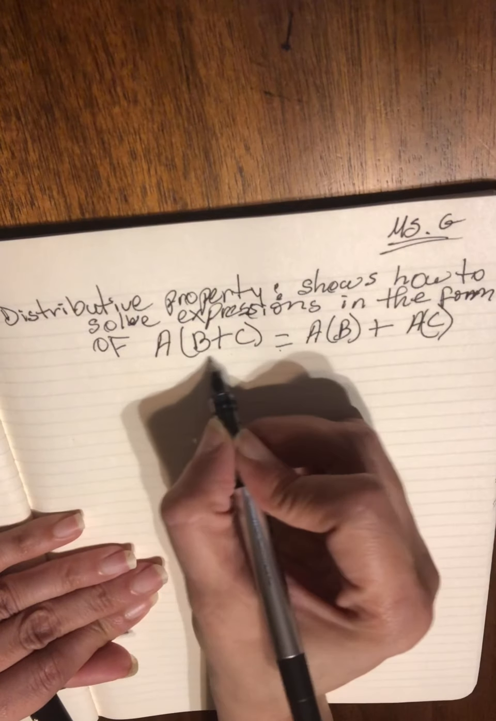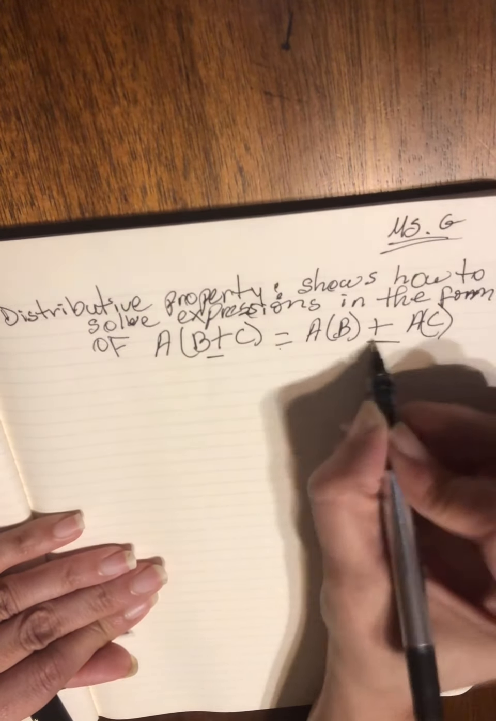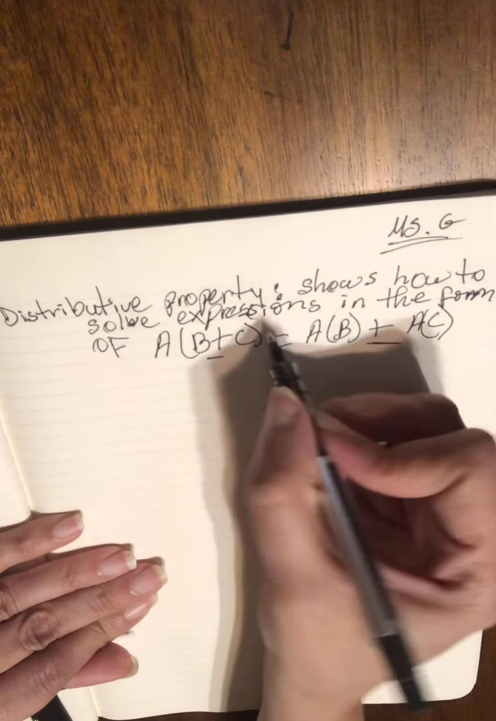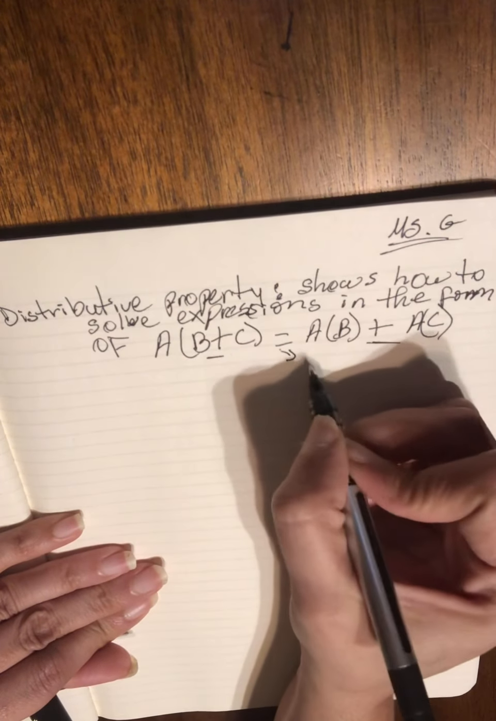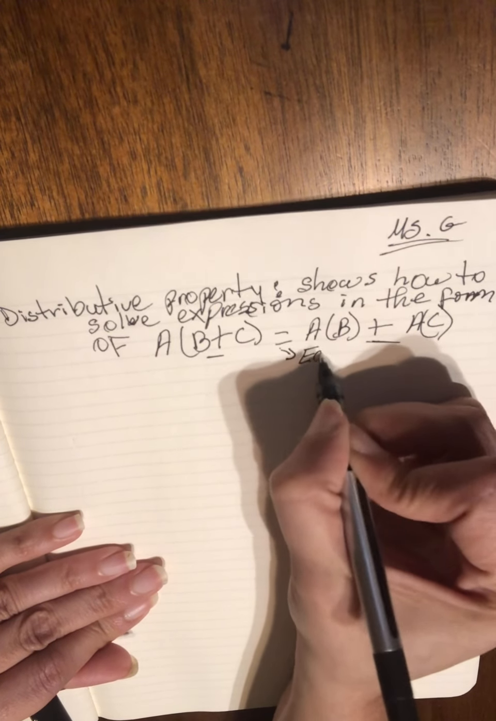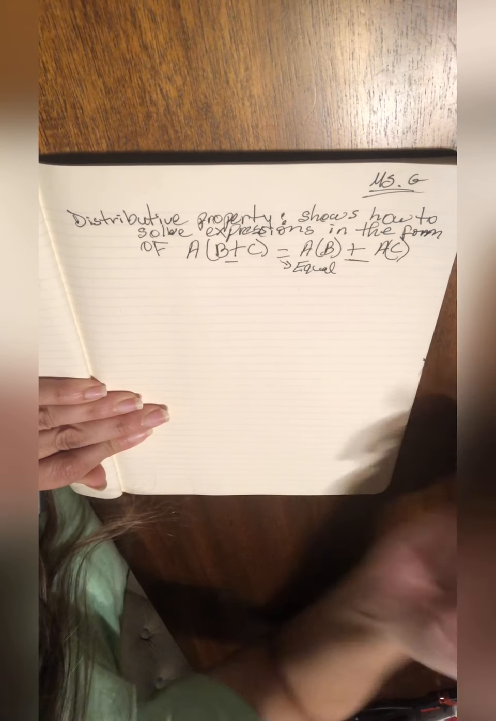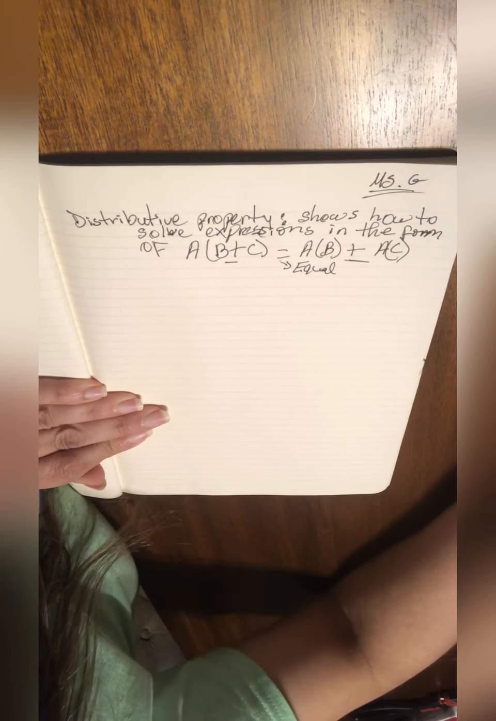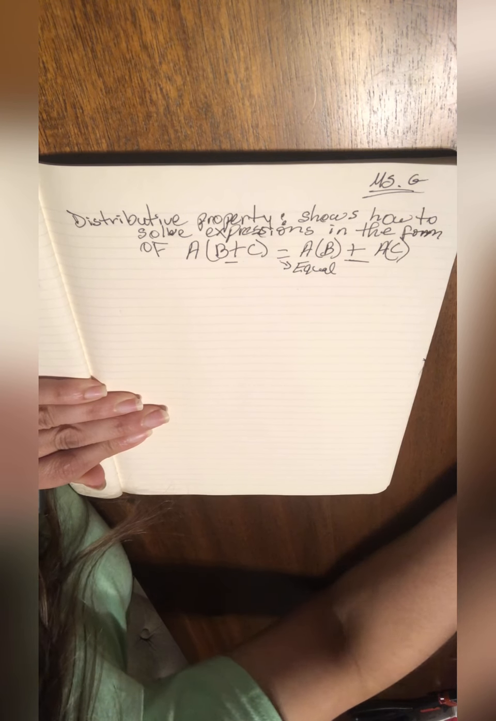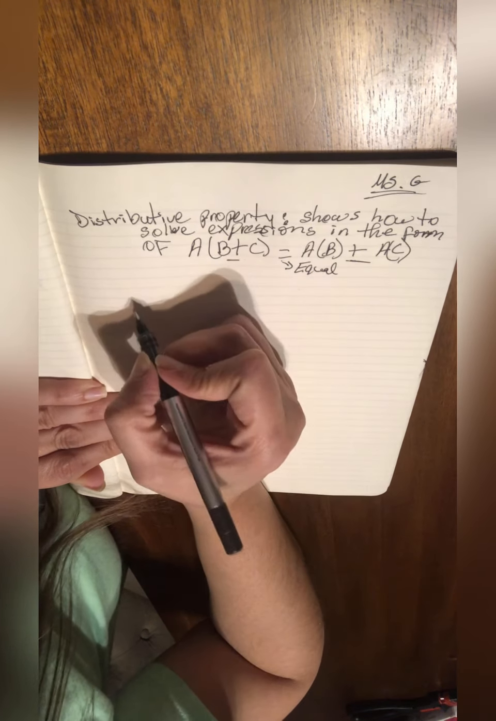expressions because one side equals the other side. Okay, so remember that equations have an equal sign. It's very important that you understand those concepts. So you've been learning about expressions and equivalent expressions. Today, I'm going to be teaching you about the distributive property.